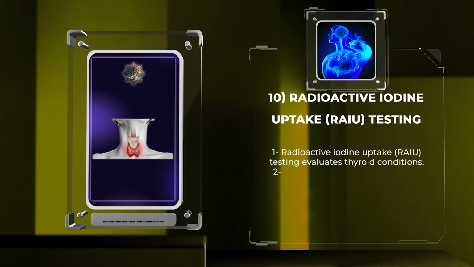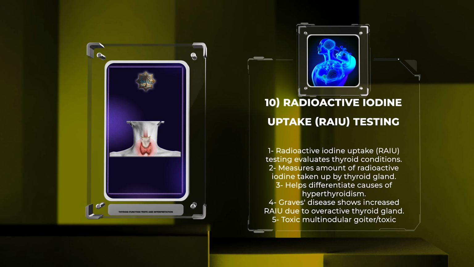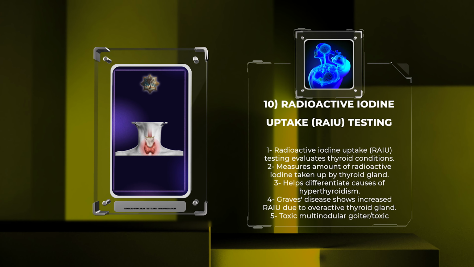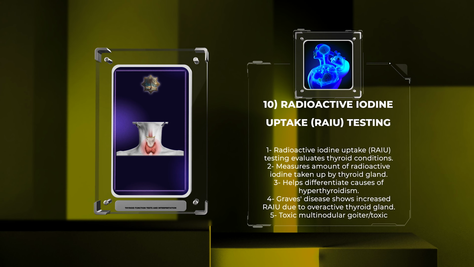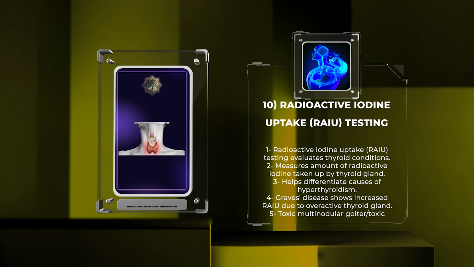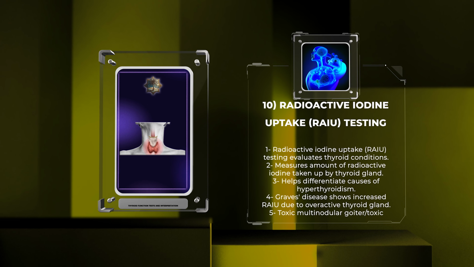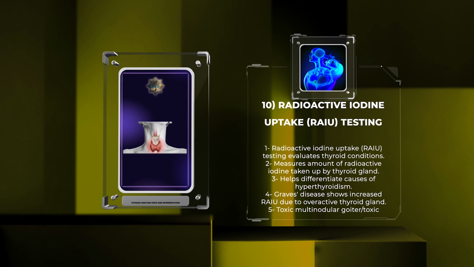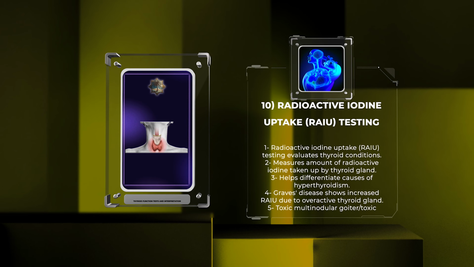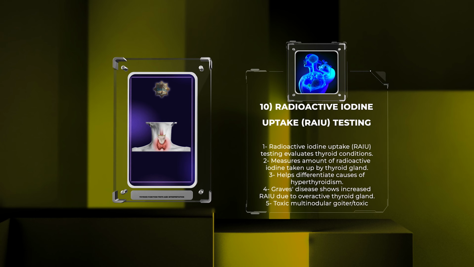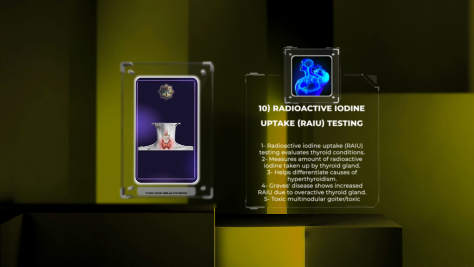Radioactive iodine uptake, RAIU, testing is a diagnostic procedure used to evaluate various thyroid conditions. It measures the amount of radioactive iodine that the thyroid gland takes up from the bloodstream. RAIU testing can help differentiate between different causes of hyperthyroidism. In Graves' disease, RAIU is typically increased due to the overactive thyroid gland and elevated TSH receptor stimulation. In contrast, toxic multinodular goiter or toxic adenoma shows focal areas of increased iodine uptake corresponding to the autonomously functioning nodules. This information aids in the selection of appropriate treatment options for hyperthyroidism.